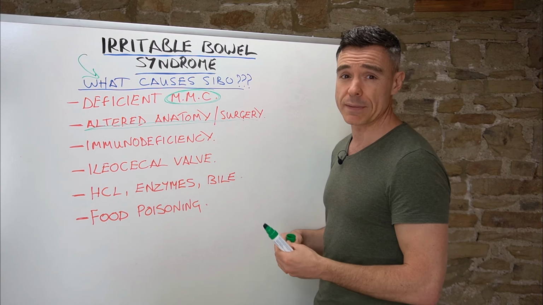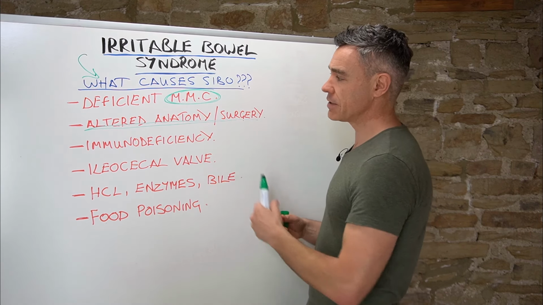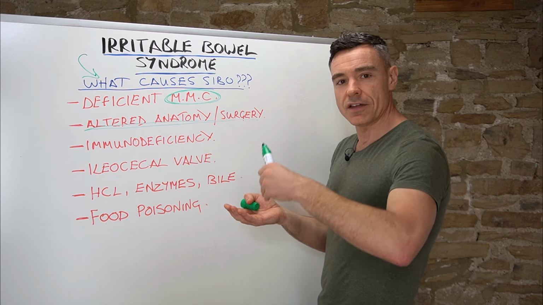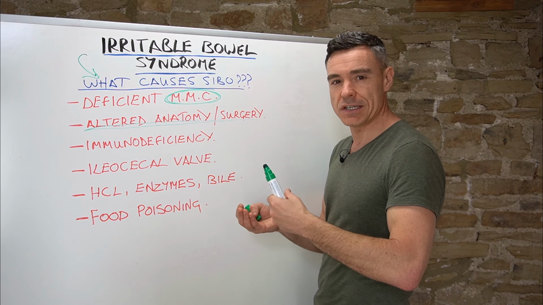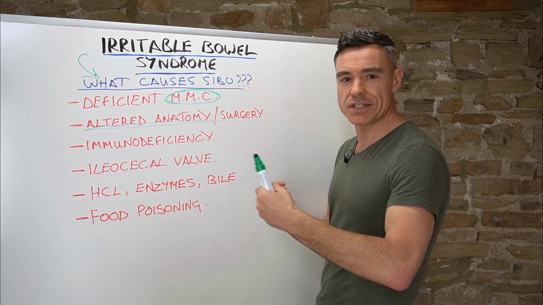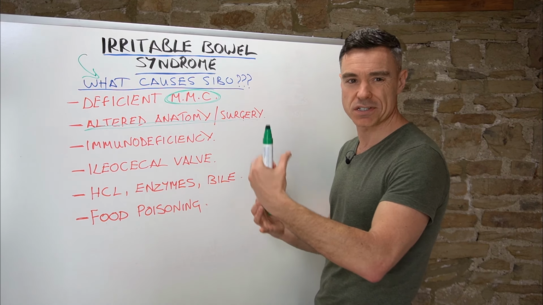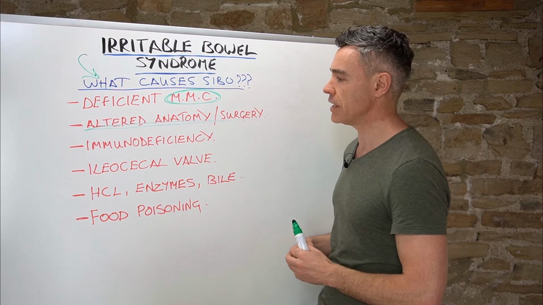A concept called crypt hyperplasia might come into this, where the crypts that are deep down in the tissues of your small intestine become filled up with all kinds of things, parasites, bacteria, pus, and what have you, if there's a lot of inflammation in there.